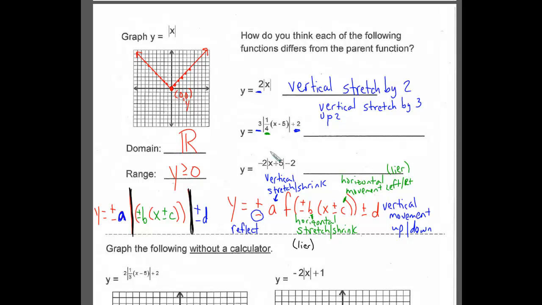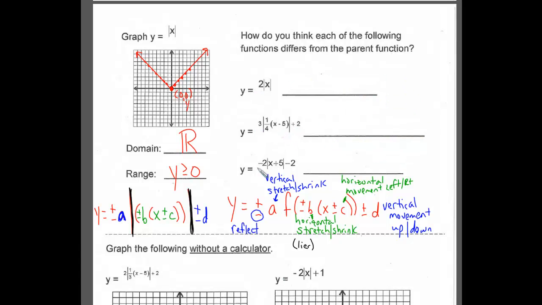Now let's look at the horizontal. The 1/4 is in the B spot. So therefore, this is a horizontal stretch by 4. Remember, x's are liars. The other movement with x is -5. Well, this is right here where the C is. This is movement right 5. Remember, x's are liars, so it's the opposite of what we think.